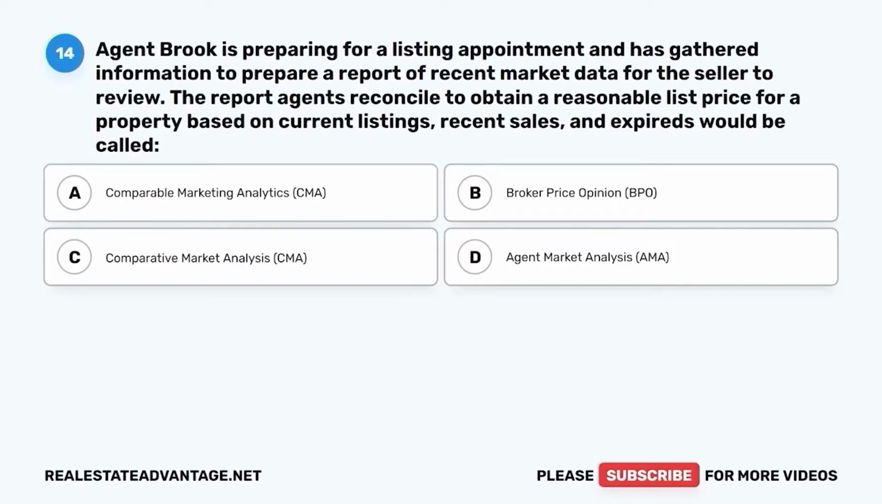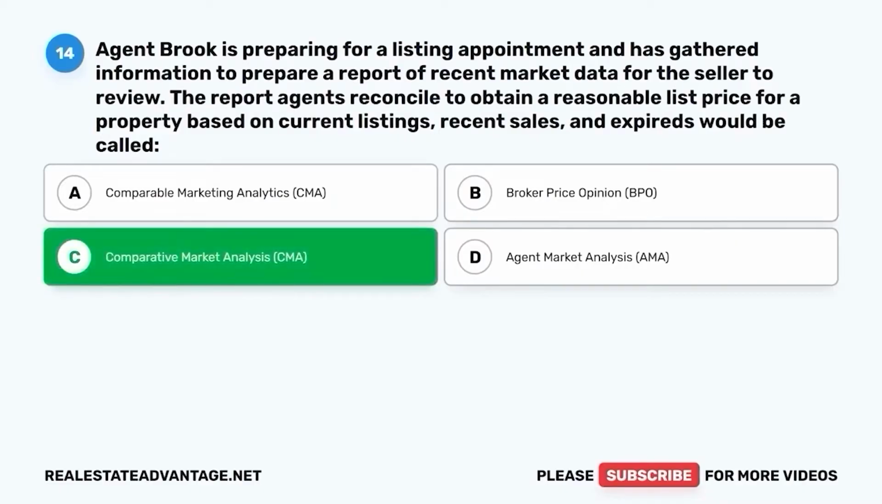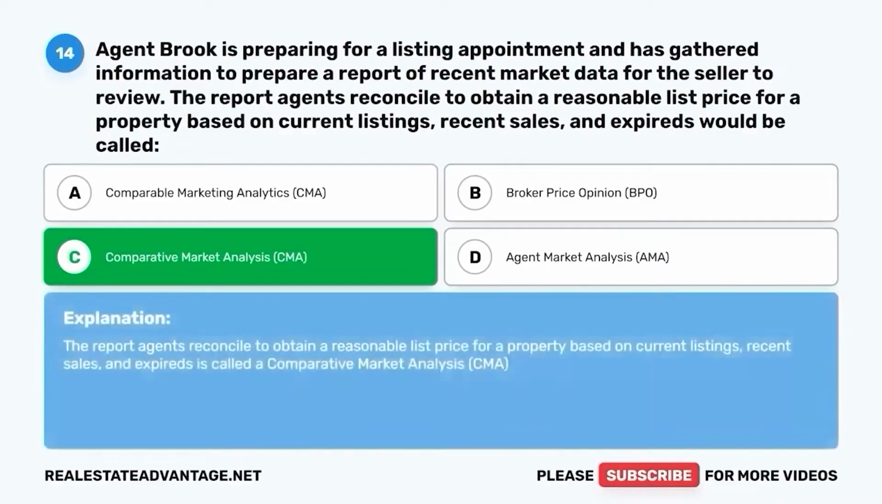A. Comparable Marketing Analytics, CMA. B. Broker Price Opinion, BPO. C. Comparative Market Analysis, CMA. D. Agent Market Analysis, AMA. The correct answer is C. Comparative Market Analysis, CMA. The report agents reconcile to obtain a reasonable list price for a property based on current listings, recent sales, and expireds is called a comparative market analysis, CMA.